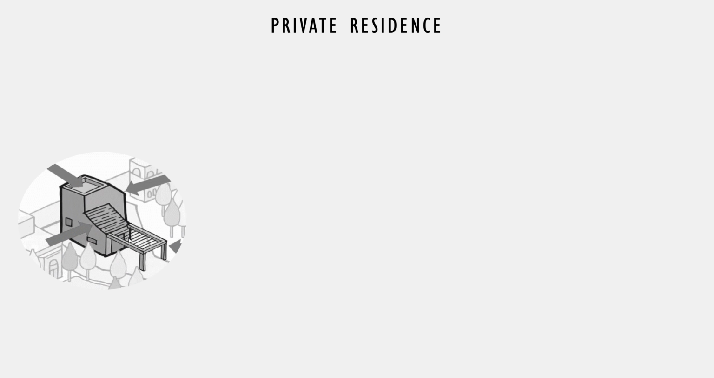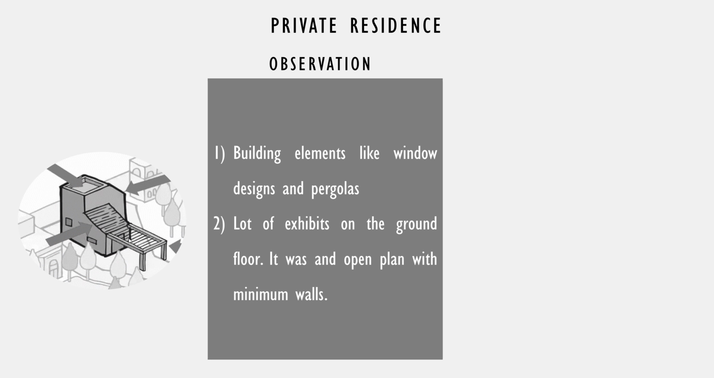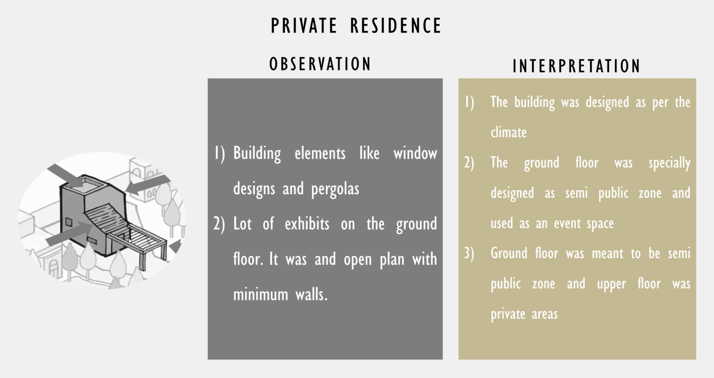Now let us consider the third example of a private residence or an individual bungalow. What will be our observations? Building elements like window designs and pergolas. Lot of exhibits on the ground floor. It was an open plan with minimal walls. Accordingly, what will be our interpretations? The building was designed as per the climate. The ground floor was specifically designed as a semi-public zone and used as an event space. The upper floor was a private area.